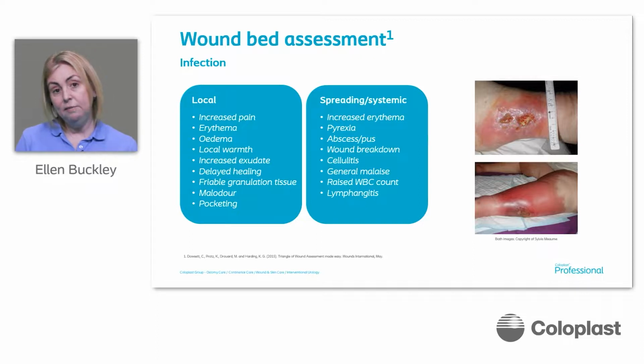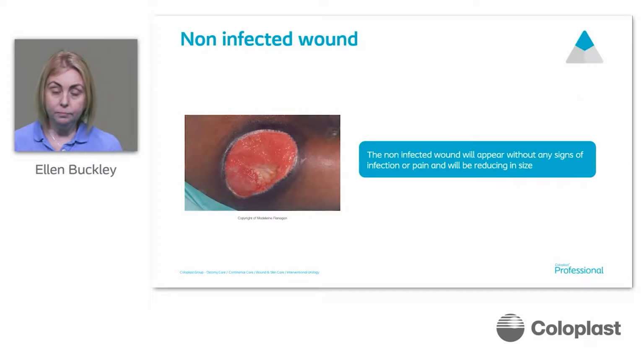And as that infection deteriorates, it may start to spread further than local to the wound. So the patient might start to develop a temperature, for example. The wound might start to break down, or the patient might have general flu-like symptoms and possibly even a raised white blood cell count if you have access to blood results. So these are the things that we would make a note of when we're observing if there are any signs of infection. But a non-infected wound should appear without any signs of infection or pain and should be reducing in size.